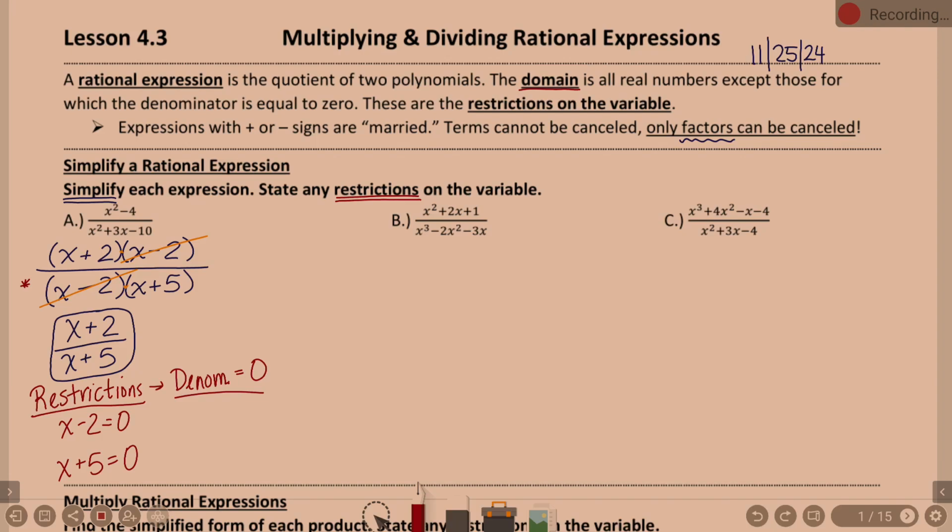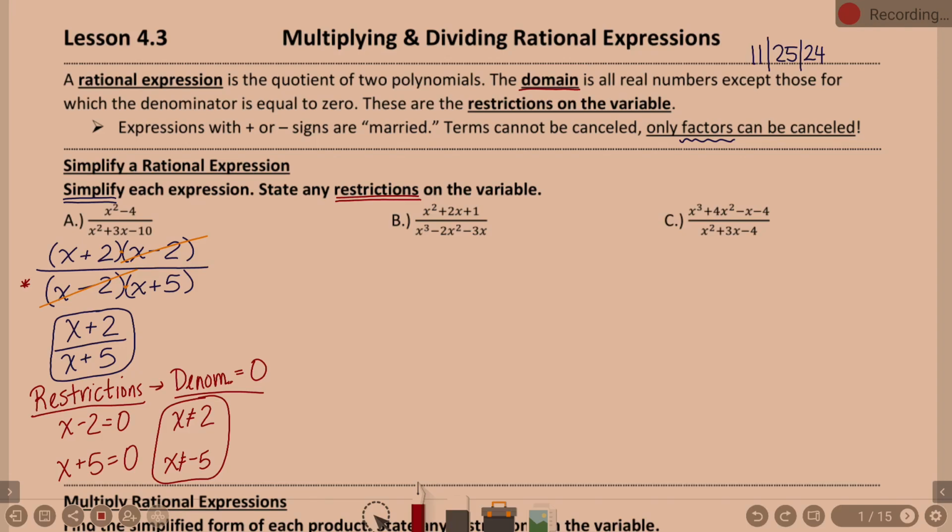Basic solving here, folks. If it's x minus 2 equals 0, what do you know? Add the 2 to both sides, right? And so we're going to get x equals 2. And if it's x plus 5, what do you know? Subtract 5, and we're going to get x equals negative 5. Now, here's the deal. Can x equal those values? No, because that's where we set our denominator equals 0. So what we're going to actually say is that x cannot equal 2, and x cannot equal negative 5.